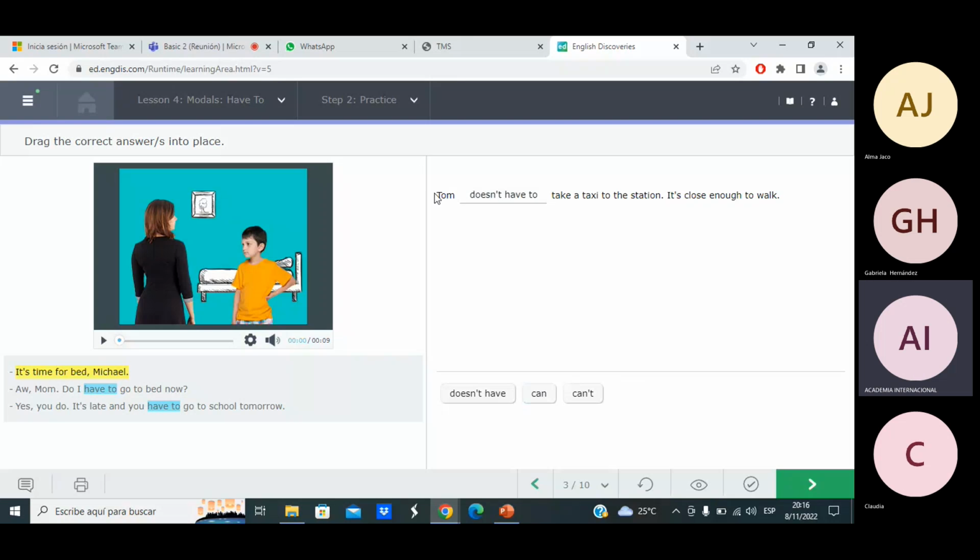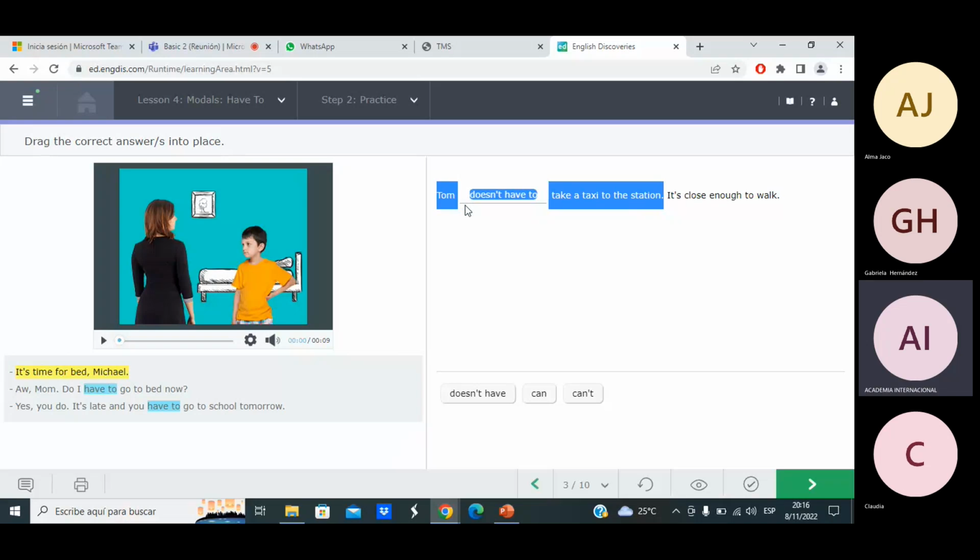Pero no es que está prohibiendo. No es como que no tienes que hacerlo. No, no. Miren aquí ya del contexto. It is because it's close enough to walk. Es porque es muy cerca para caminar, pues. Lo suficiente cerca para caminar. Entonces es como, no es necesario. Tom doesn't have to take a taxi to the station.